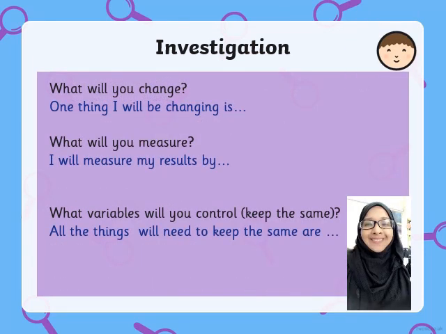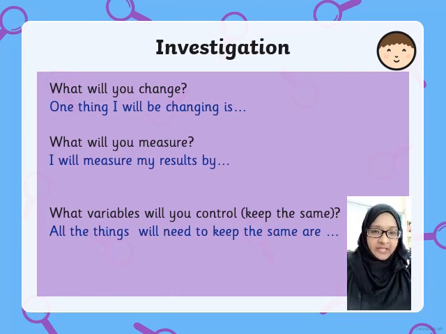Once you've done the prediction, I want you to now move on to thinking about what are the factors that you're going to change. What is the one thing you are going to change in your investigation? And I want you to write that down. And then I want you to think about what will you do and how will you measure the results? Okay, so I want you to write down what you think and how you think you will measure.